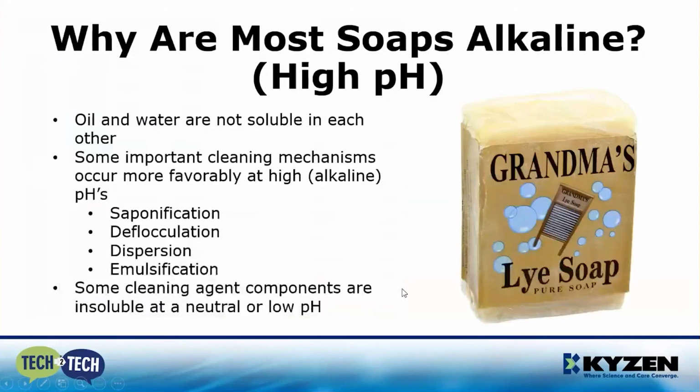So why are most soaps alkaline, or why do they have a high pH? Well, this goes back to the old days of making soap with lye and lard, right? Oil and water are not soluble in each other, so we've got to find a way to clean oil without solubilizing it. And a lot of the important cleaning mechanisms occur more favorably at a high pH. That includes saponification, that's that old school soap making, deflocculation, dispersion, and emulsification, and those are ways to get oil off the surface of the part.